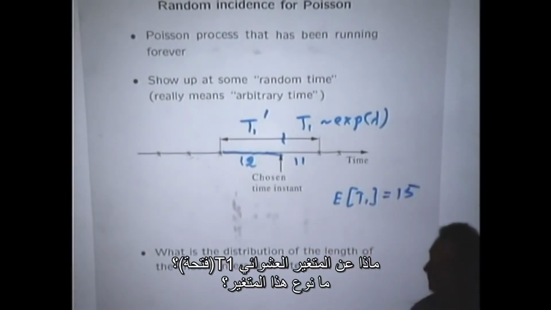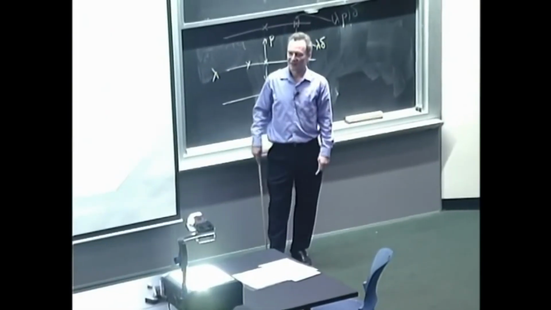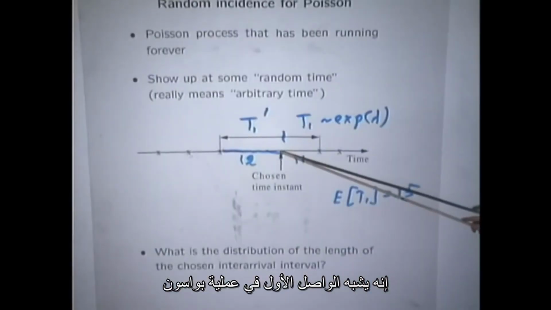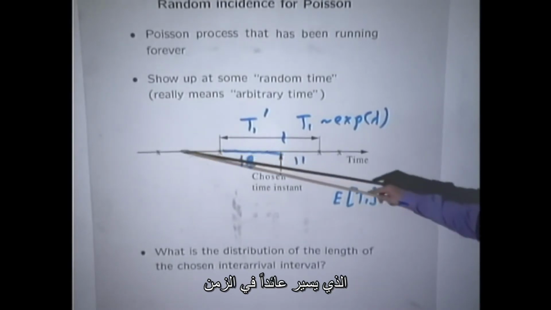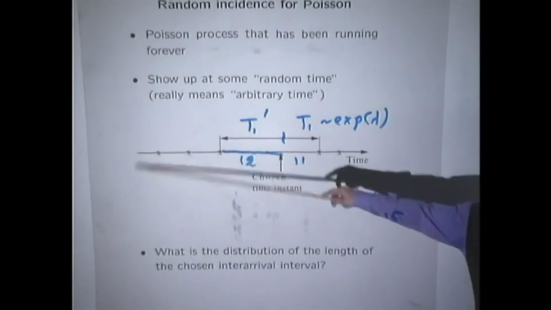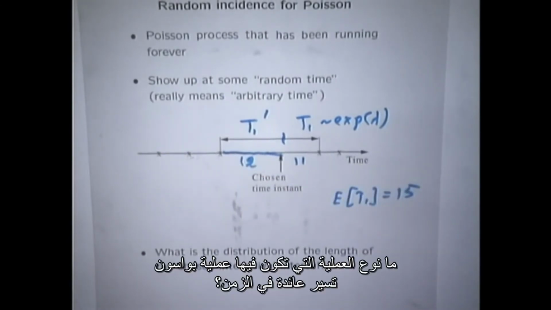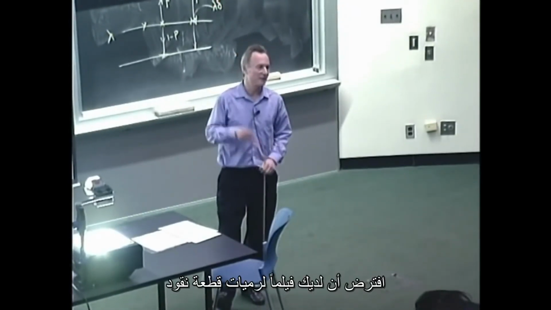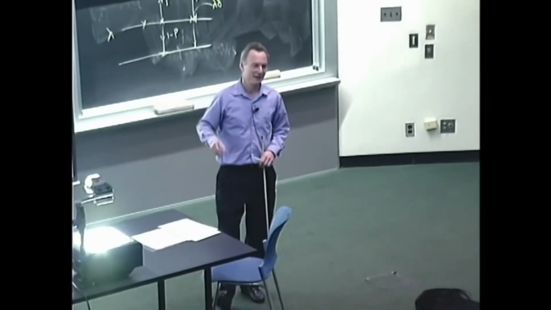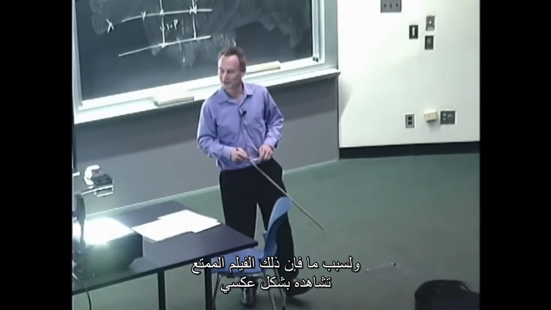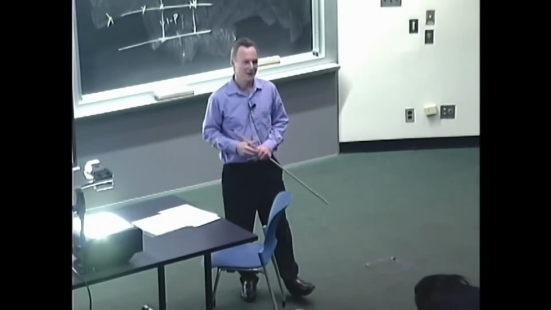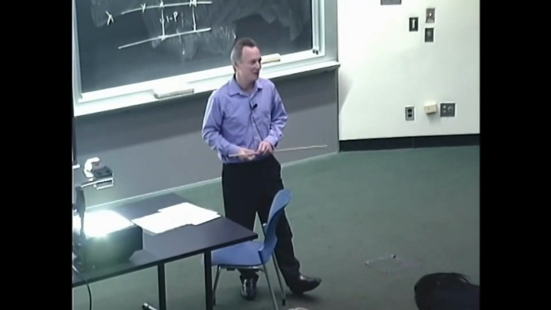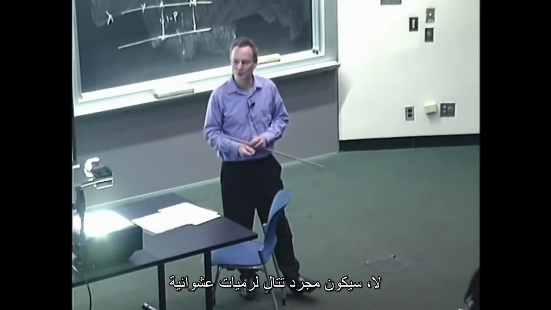How about the random variable T1 prime? What kind of random variable is it? This is like the first arrival in a Poisson process that runs backwards in time. What kind of process is a Poisson process running backwards in time? Let's think of coin flips. Suppose you have a movie of coin flips, and by some accident, you happen to watch that fascinating movie backwards. Will it look any different statistically?